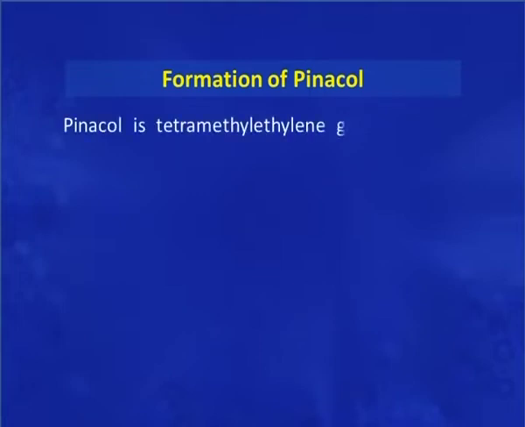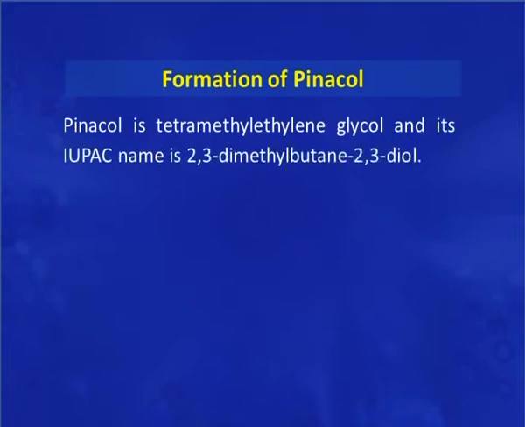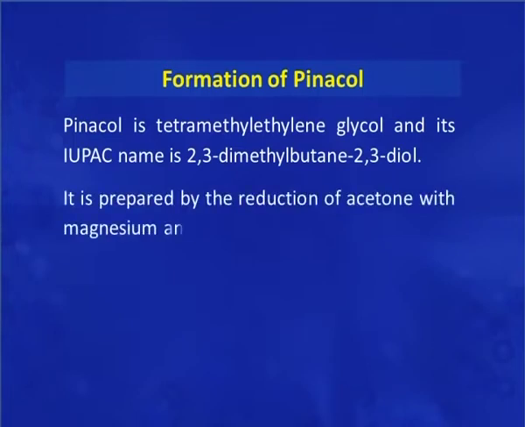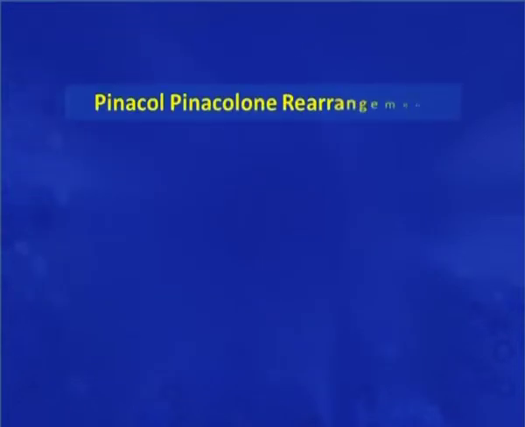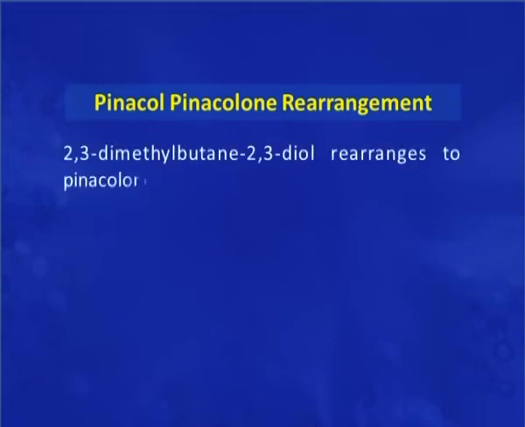Before discussing pinacol-pinacolone rearrangement, we will first discuss the formation of pinacol. Pinacol is tetramethyl ethylene glycol and its IUPAC name is 2,3-dimethyl butane 2,3-diol. It is prepared by the reduction of acetone with magnesium amalgam. In pinacol-pinacolone rearrangement, the 2,3-diol rearranges to butanone. Pinacol is converted to pinacolone.